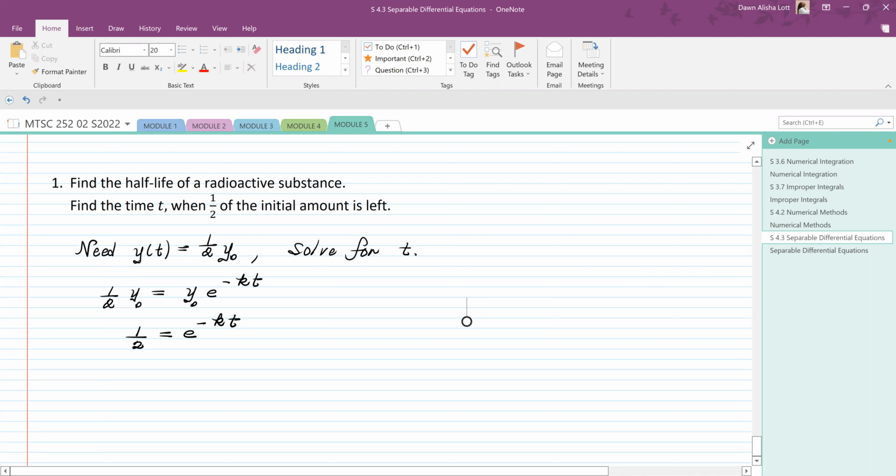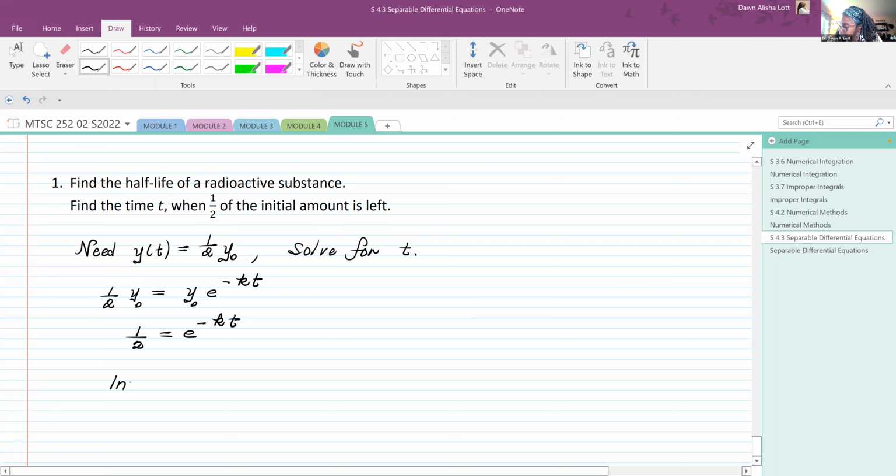Wait, did you say you want t to come down? Yep. There's a function I can apply to it that will give me the exponent. Guys, I hear crickets. All right, let's take the log of 1/2. That's going to give me the log of e to the negative kt. Anytime you got something in the exponent, take the log of it.